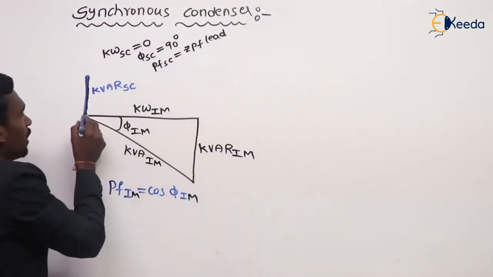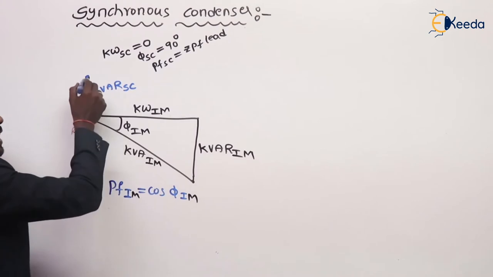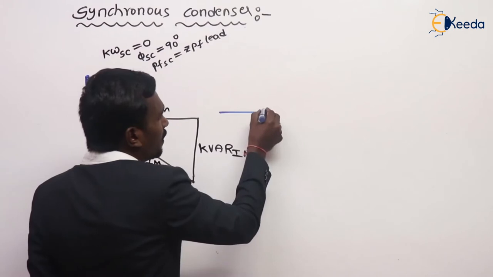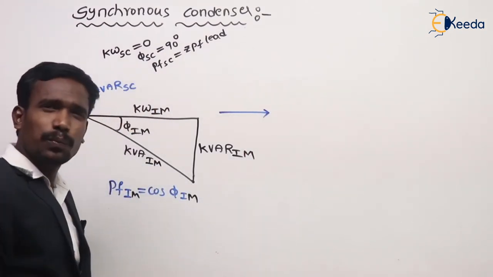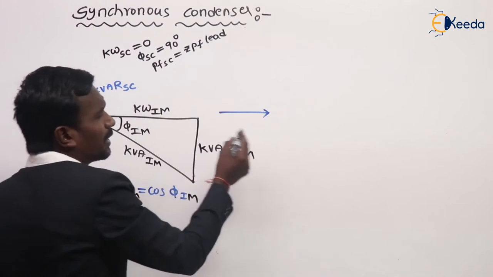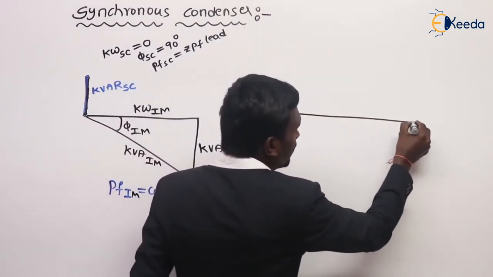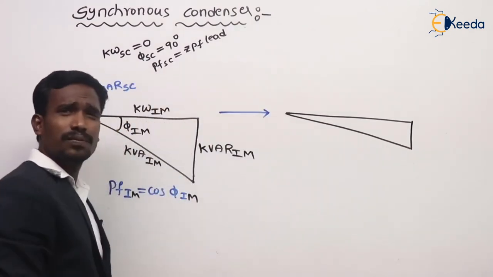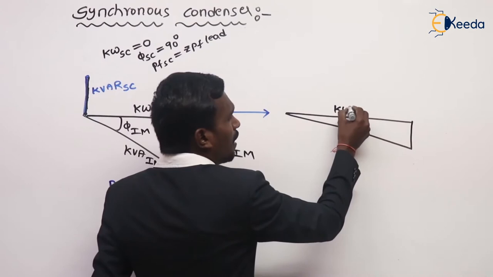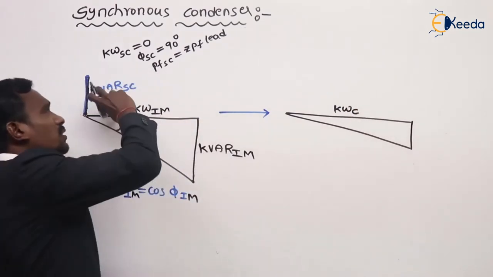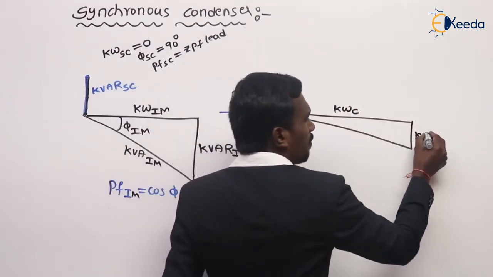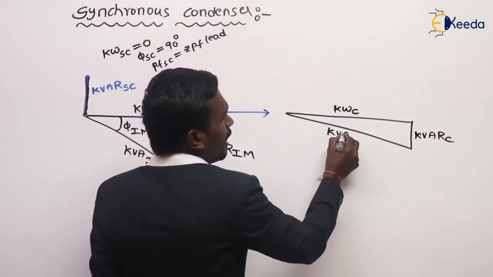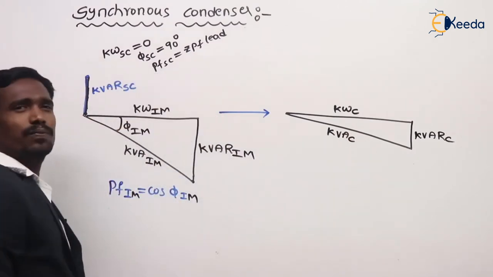So here this is my induction motor, but I added this synchronous condenser. Now what is the resultant value? Let's see, the resultant of these two is like this. This is the combined KW of these two, this is the combined KVAR of these two, and this is the combined KVA of these two.